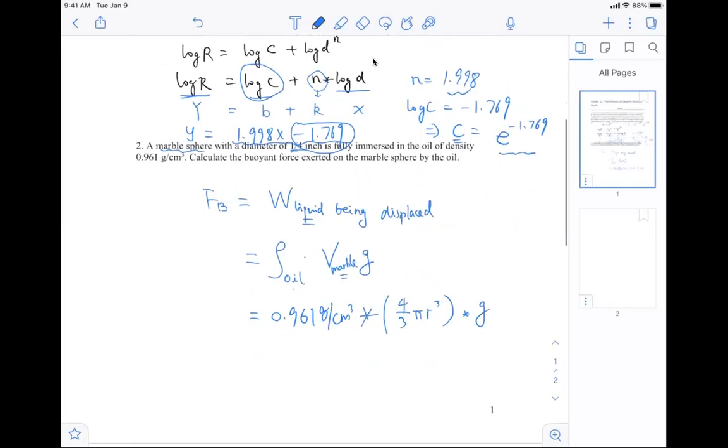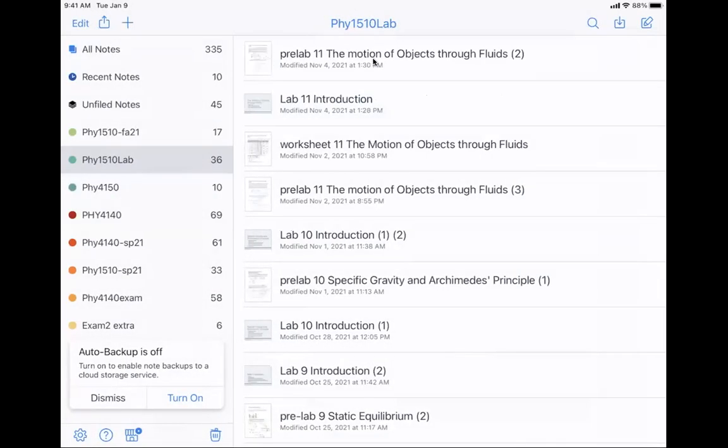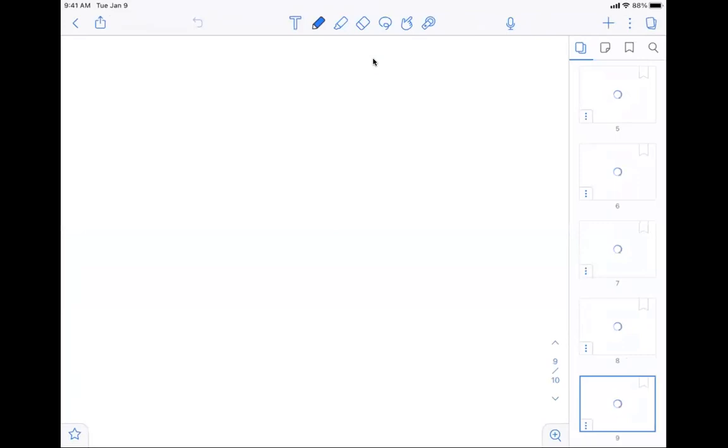In this case, my radius, let's use big R, is half of the diameter, and my diameter is 1/4 inch. So it's 1/8 of an inch, and 1 inch is 2.54 centimeters. So you can calculate the radius, and you can calculate the buoyant force. So let's go back to our lab.